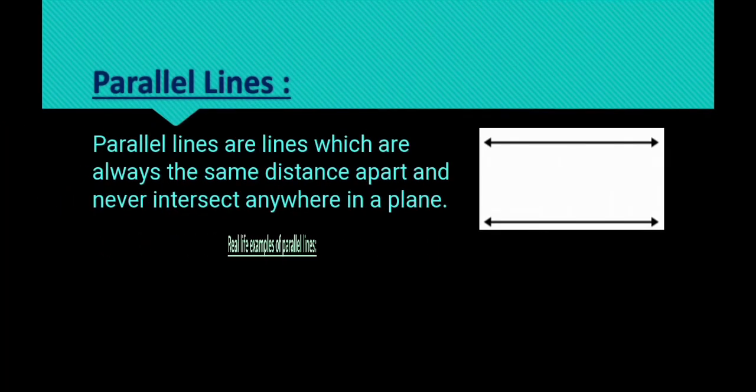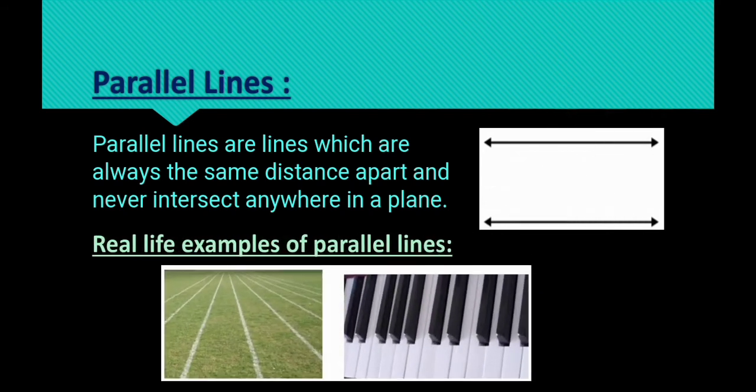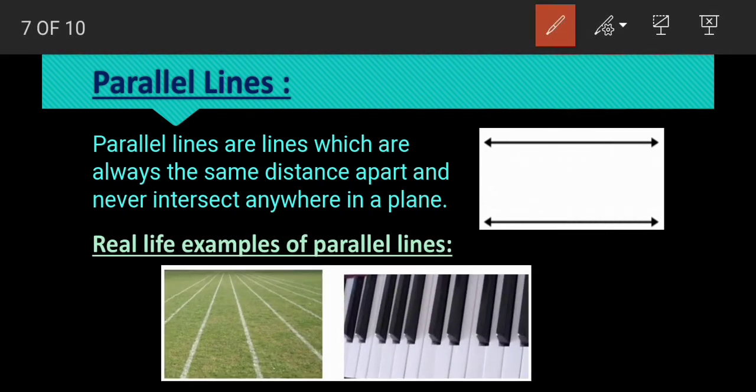So here are some real life examples related to this. Look at this. You have seen that while we are drawing a running track for 100 meter or 50 meter, we draw lines that look like this one. These lines are parallel to each other. The tracks of a railway are all parallel to each other. And look at this picture, another one.